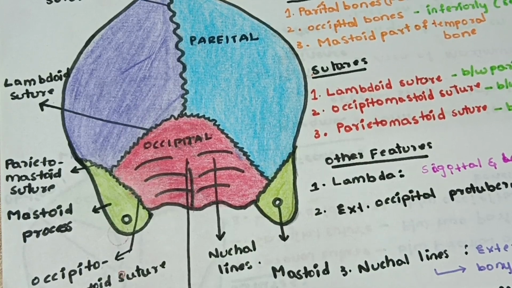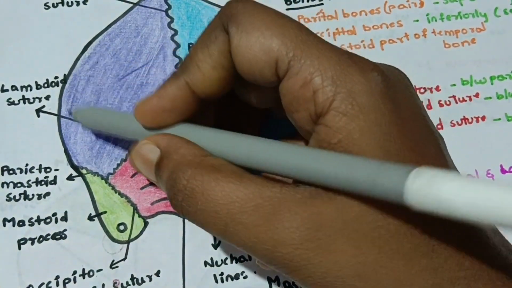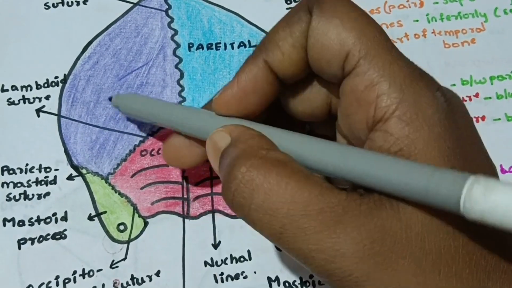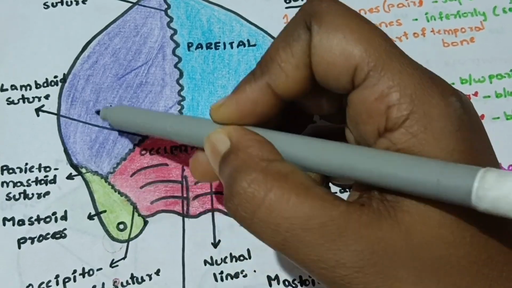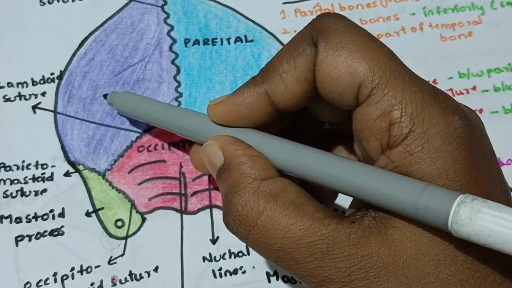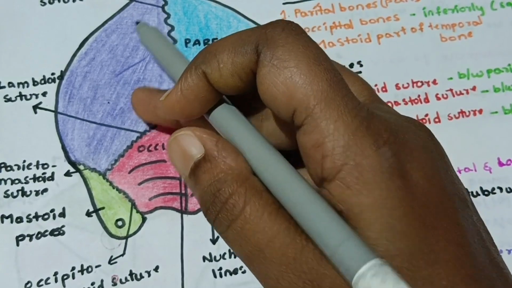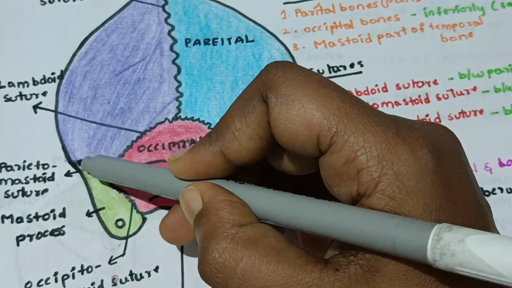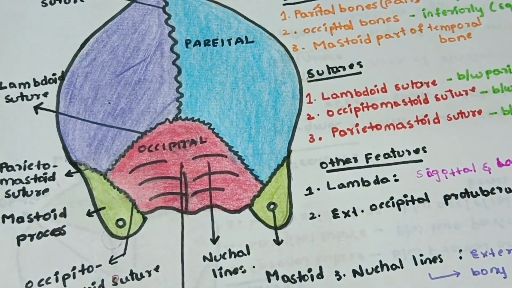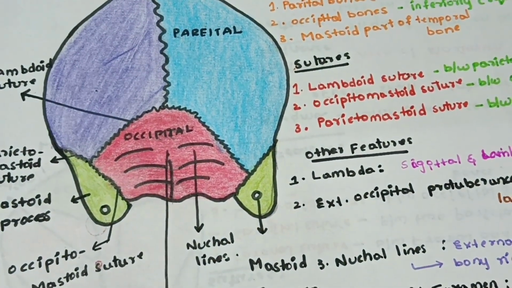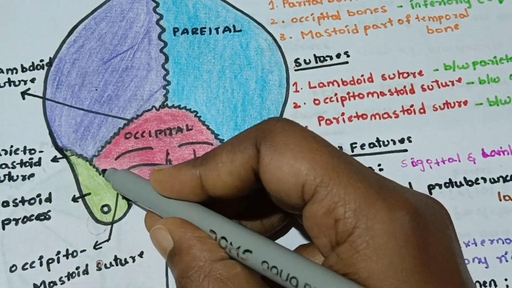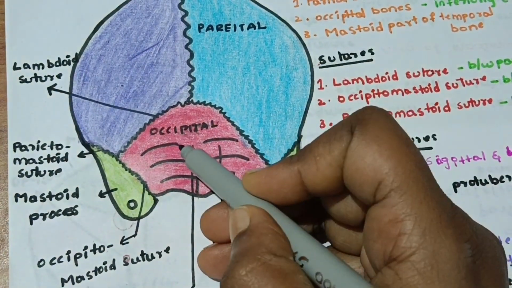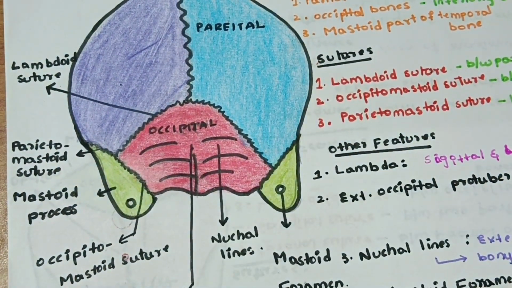Now the parieto-mastoid suture. We know these two are the parietal bones. From here it is the occipital, and this is the mastoid part of the temporal. The suture connecting the parietal bone and the mastoid part of the temporal bone is known as the parieto-mastoid suture. Another suture present in the norma occipitalis is the occipito-mastoid suture, connecting the occipital bone with the mastoid part of the temporal bone.